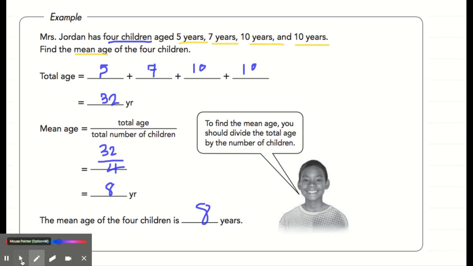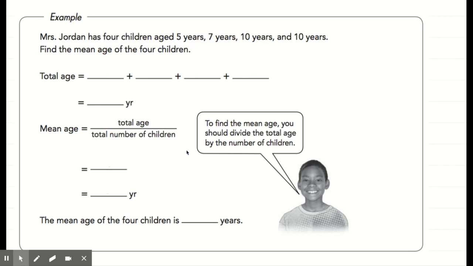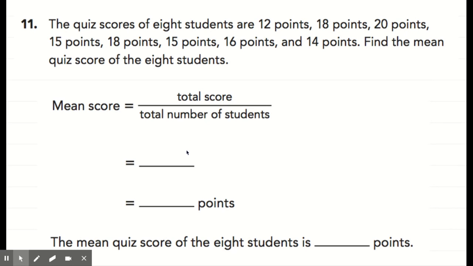See how simple that was? All you have to do is add all the numbers and then divide by the number of items in the set. So you're going to complete the next 3 questions yourself.